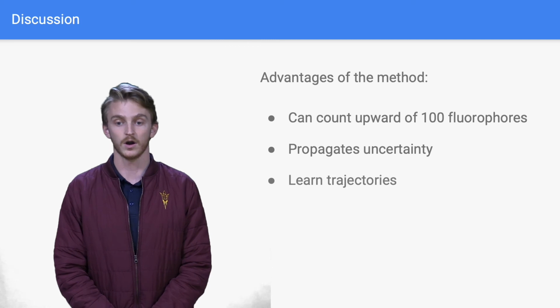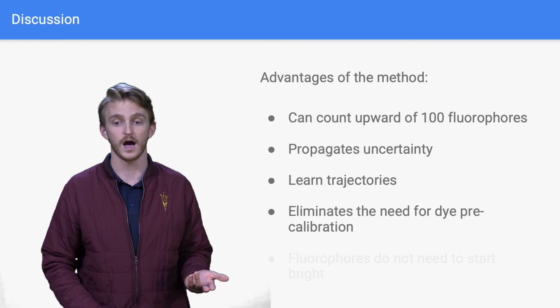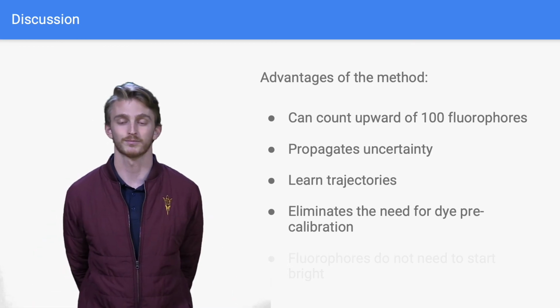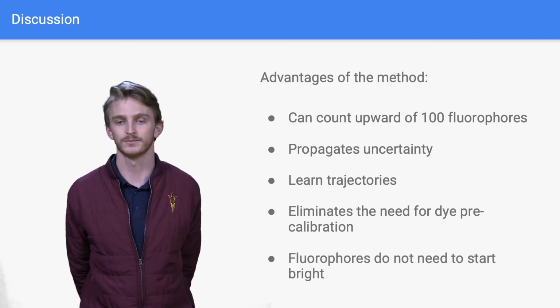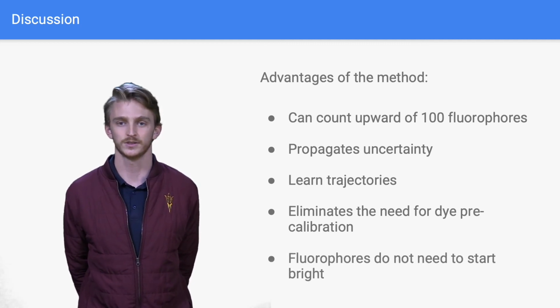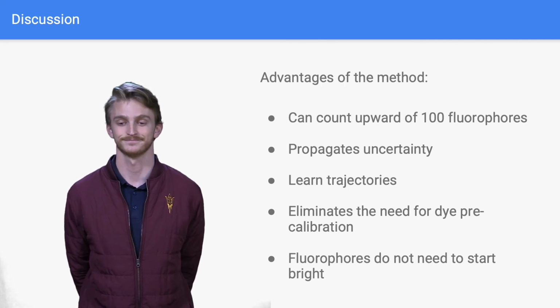Additionally, our method learns the photophysics and the photophysical transition rates on the fly, which eliminates the need for pre-calibrating dyes with other experiments. Lastly, because the fluorophores do not need to start bright in our method, this eliminates the need to finely tune the photophysics of the fluorophores, which means that this opens up opportunities for more experiments in less controlled environments, for example, in vivo experiments.